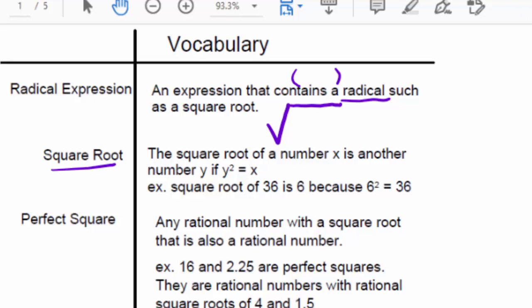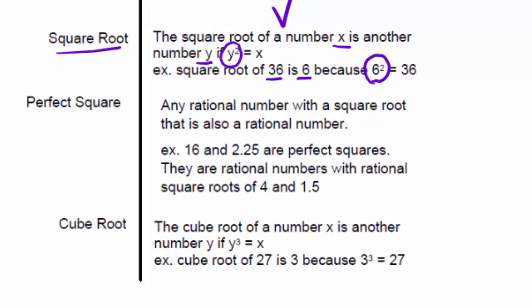What is a square root? The square root of a number x is another number y if y to the second power is equal to x itself. So in other words, the square root of 36 is 6, and the reason for that is when you take 6 and raise it to the second power, in other words, you're multiplying it by itself, you get 36. A perfect square is any rational number with a square root that is also a rational number.